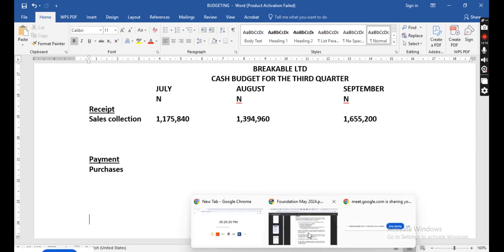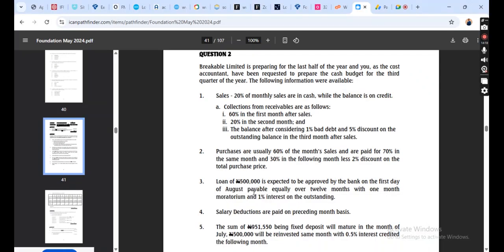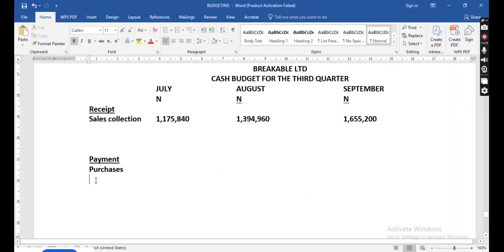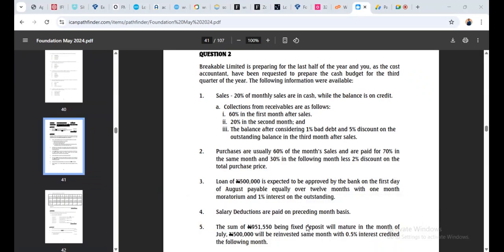Now, we move back. The loan of 500,000 is expected to be approved by the bank on the first day of August. Class, you go to the bank and you obtain a loan. That loan will become an inflow to you, is that not so? It's a cash inflow, because that is what you will use to run your business. Class, am I communicating, please? Yes, sir. Thank you. So you can say loan in August, 500,000 as an inflow, right?